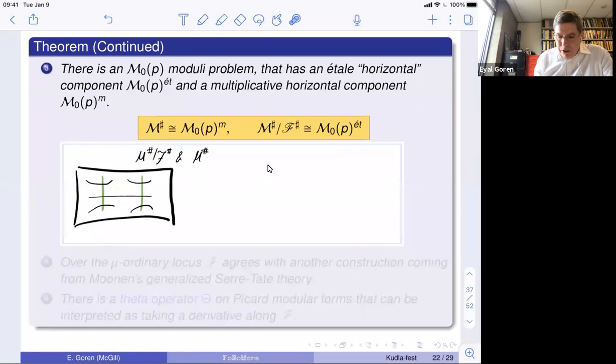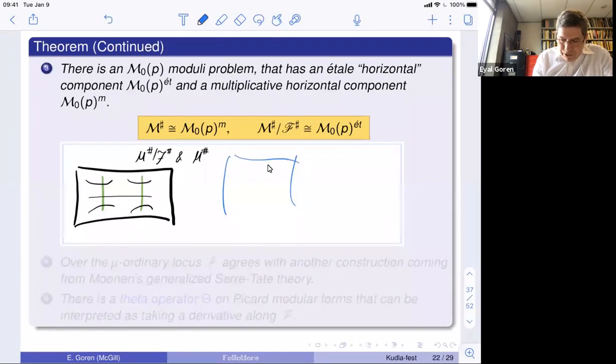It's essentially the blow up of M. It's essentially M sharp, but to be more precise, it's M sharp divided by F sharp. Okay, so you have those horizontal components, but besides that, there's a lot of other stuff that goes on.